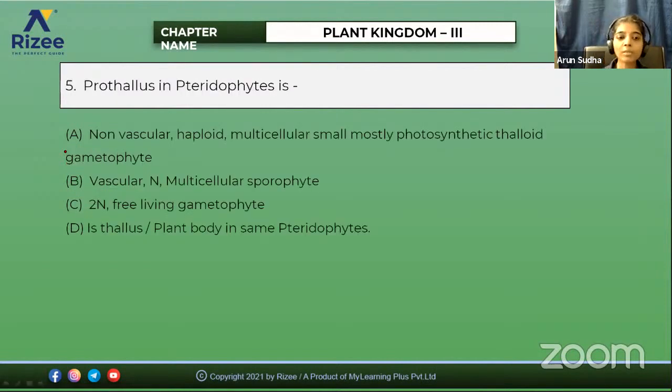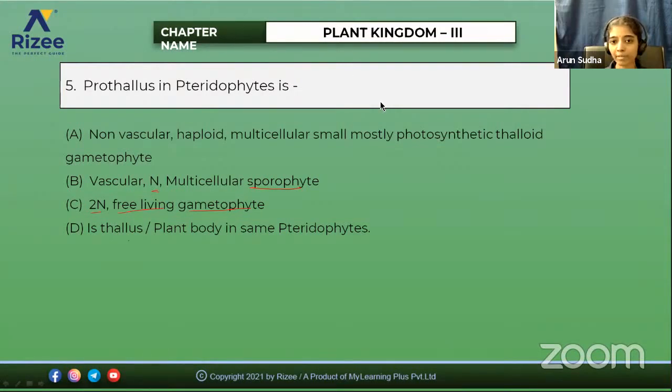The fifth question: prothallus in pteridophyte is a non-vascular, haploid, multicellular, small, mostly photosynthetic thalloid gametophyte, or is it a vascular, haploid, multicellular sporophyte, or a diploid, free-living gametophyte, or is it the thallus or plant body in the same pteridophyte? So what is prothallus? Yeah, good. It's option A.